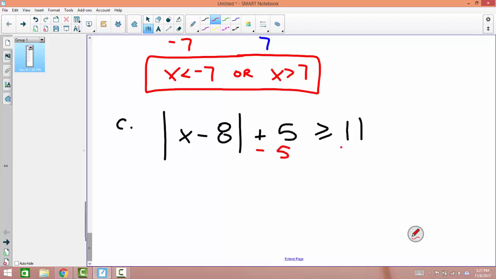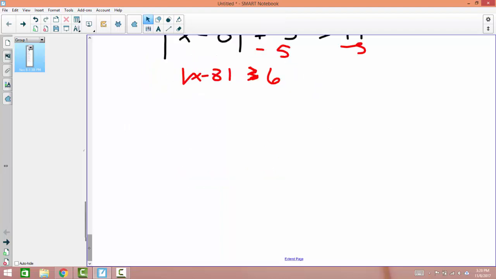All right, your first step should have been to subtract 5. So absolute of x minus 8 is greater than or equal to 6. I'm really sorry about the board, all of you lovely people. I don't even know what to do.